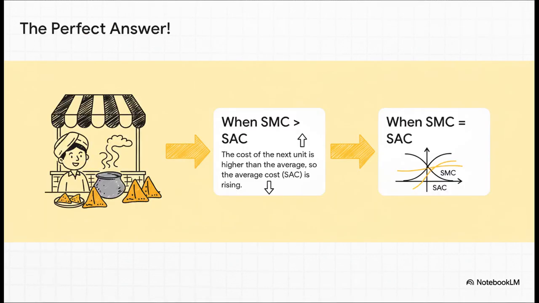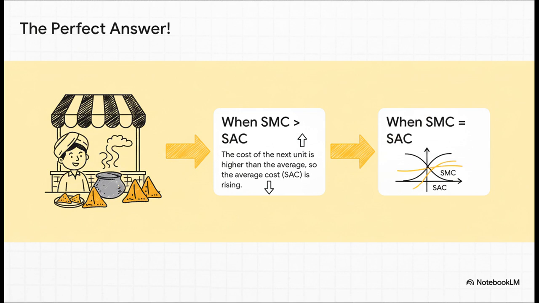Listen, it's as simple as 1, 2, 3. First, you just write this. When the cost of the next samosa, the SMC, is less than the average, the SAC, it's going to pull the average down, so SAC falls. Second point, when the cost of the next samosa, SMC, is more than the average, it's going to pull the average up, so SAC rises.